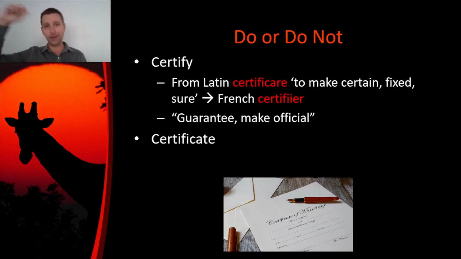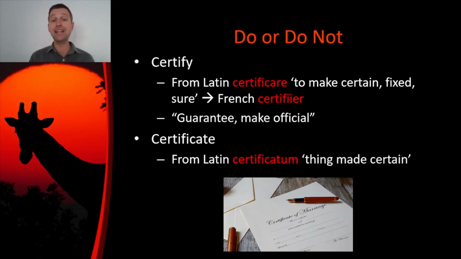And there's that T at the end that comes from that Latin past participle ending that we saw on factum. The T in factum is the same T that you see here in certificate. So something that has been certified is a certificate. It's just a thing made certain. Of course, today we use this as a noun to refer to some official document or something like that that guarantees that something has happened or has been done.